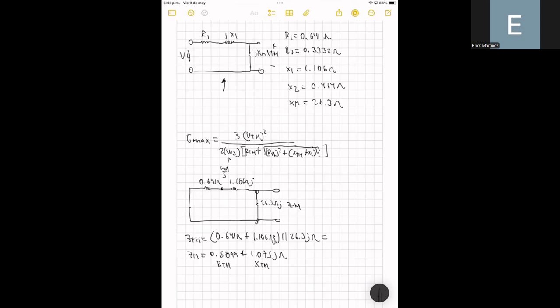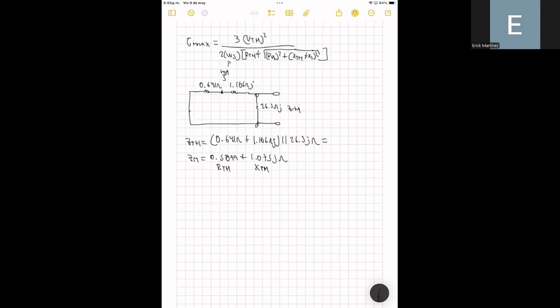But we also need to compute the Thevenin voltage. To do that, it's relatively simple. I will draw the circuit again. Remember that we are working with a star connected motor, according to the information of the problem. So the voltage per phase is equal to the line voltage divided by the square root of 3. We know that the line voltage is 460 volts, so we take 460 volts and divide it by the square root of 3.